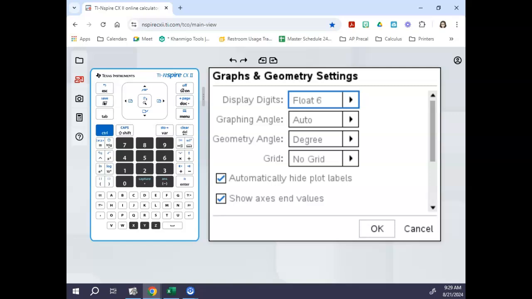Okay. So float 6, auto, really degree doesn't matter. That's not going to apply to us. But then no grid, make sure you have both of these checked. Automatically hide plot labels, show axes and values. I know that there's more check boxes under that. It doesn't matter what they say. Menu 9.